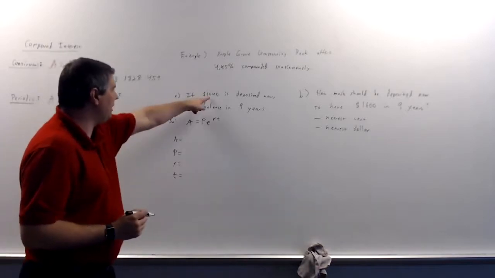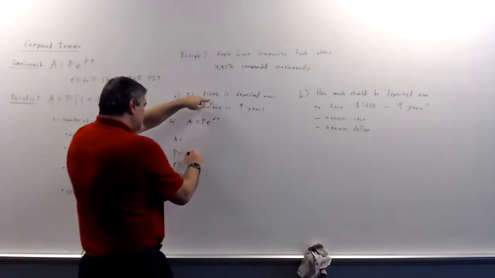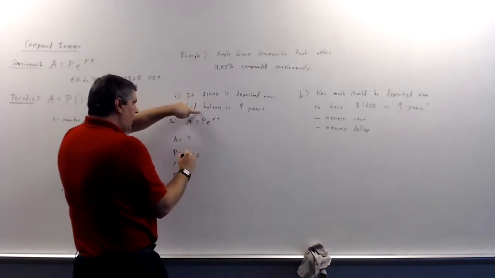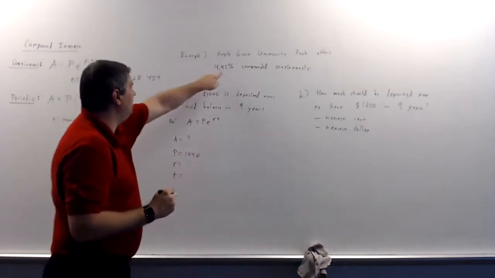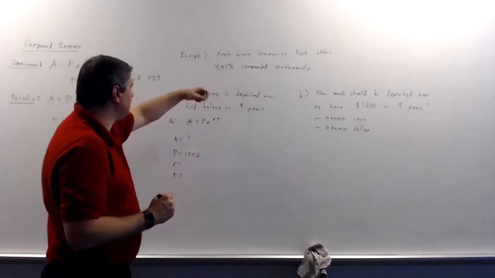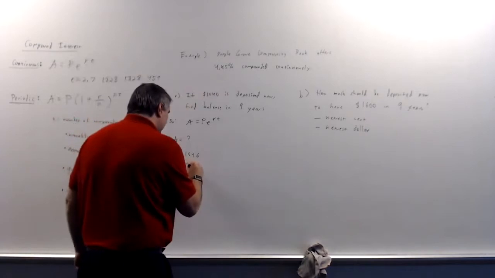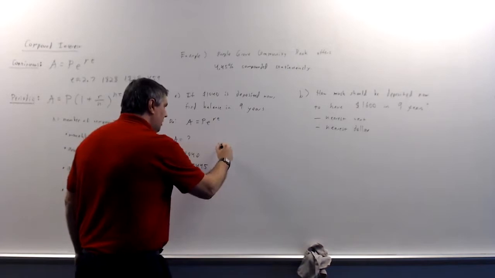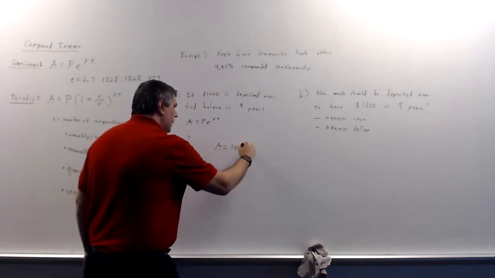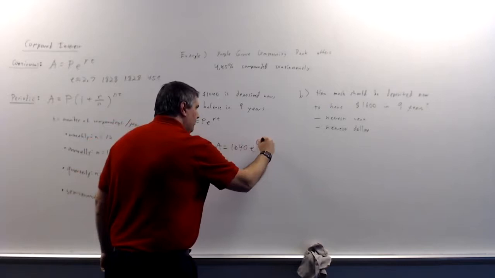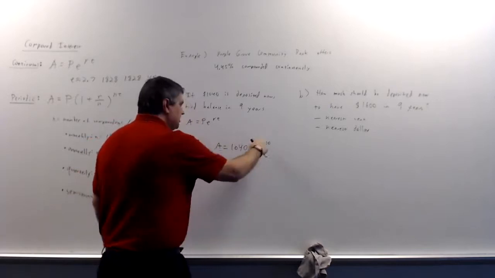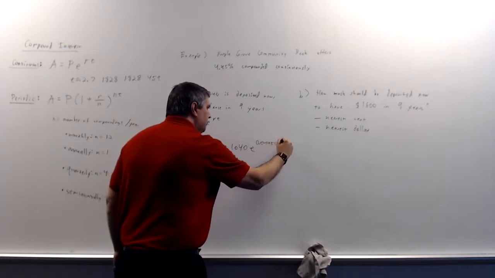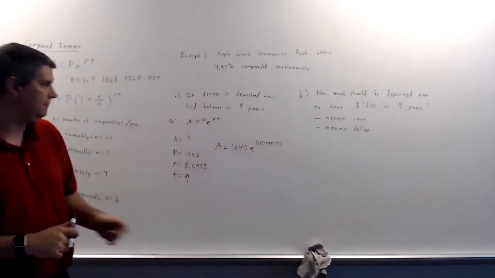So 1,040 is what we're starting with. That's our principal. We're looking for what the balance is going to be, the accumulated value, in 9 years. The rate, either move the decimal point over 2 places or just divide that by 100, is 0.0445, and t is 9 years. So A equals 1,040 times e to the 0.0445 times 9 power. Okay?